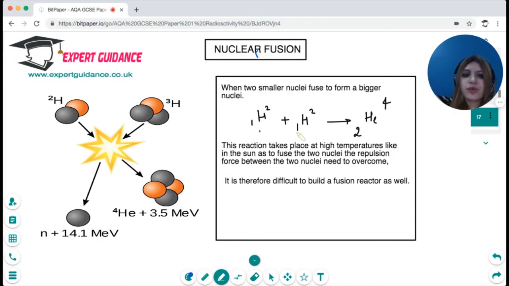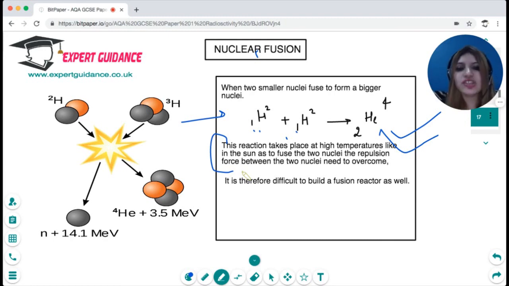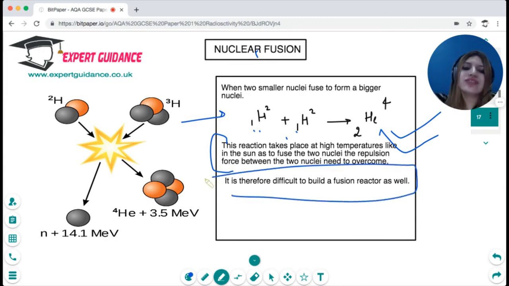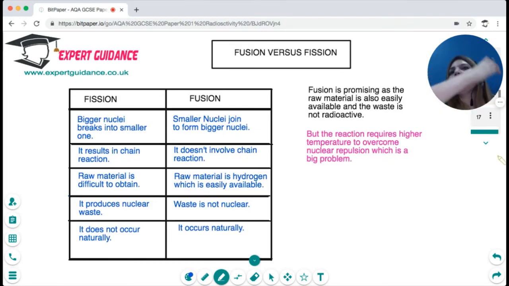So 2 protons, hydrogen, come together and form a bigger nucleus called helium. Now, the problem with fusion is it takes place at a high temperature. Why? Because when you bring 2 nuclei together, both being positively charged, they try to repel each other. So we need a large amount of energy to overcome the repulsion between the 2 nuclei. Therefore, it is difficult to build a fusion reactor as well. Otherwise, fusion is a very promising source of energy.